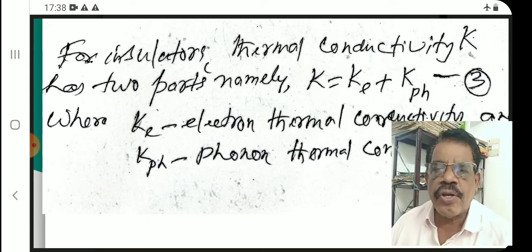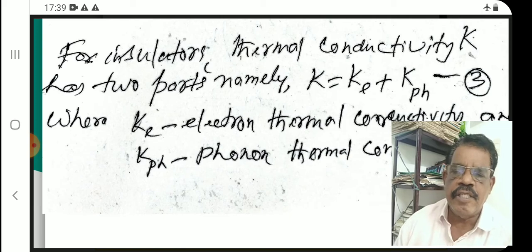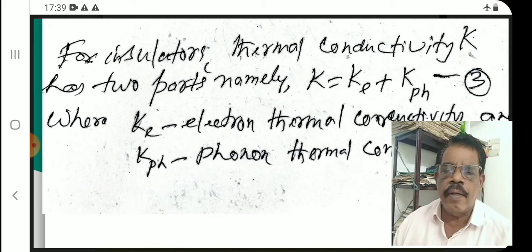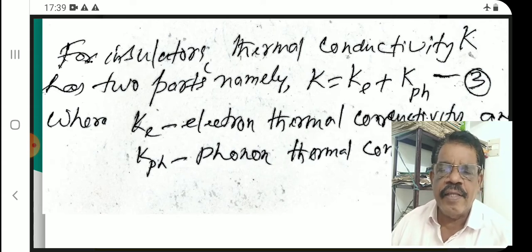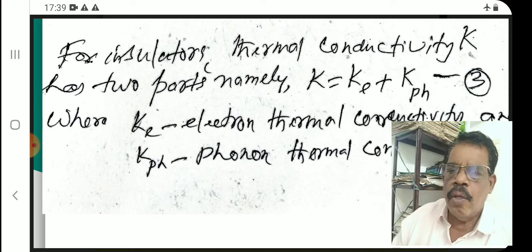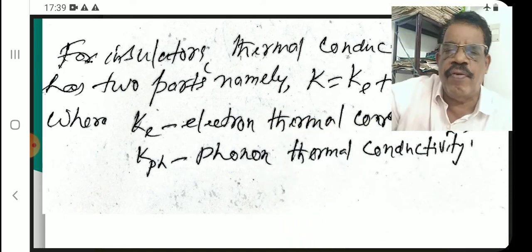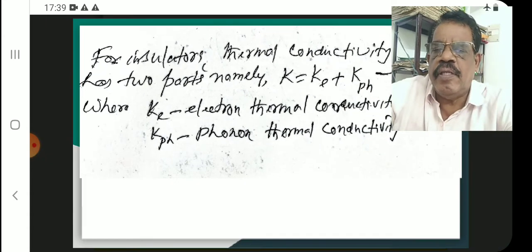Ke is electron thermal conductivity and Kph is phonon thermal conductivity. You know phonon. Phonon is a quantum of elastic energy, and that we see in insulators. So Ke is the electron thermal conductivity and Kph is the phonon thermal conductivity. Ph stands for phonon.